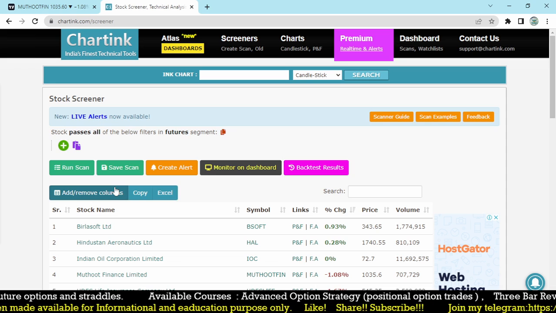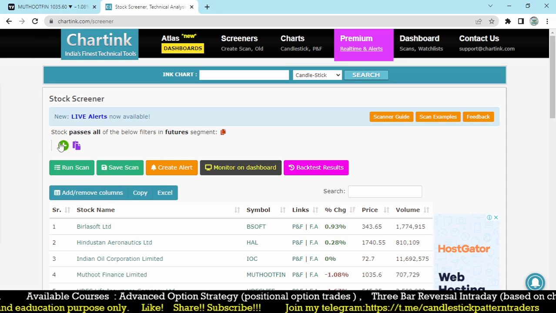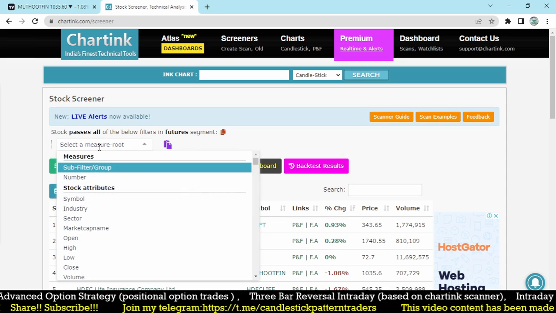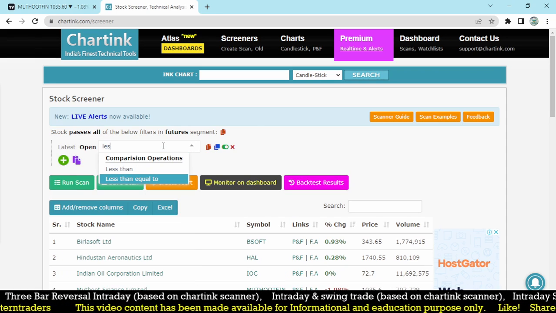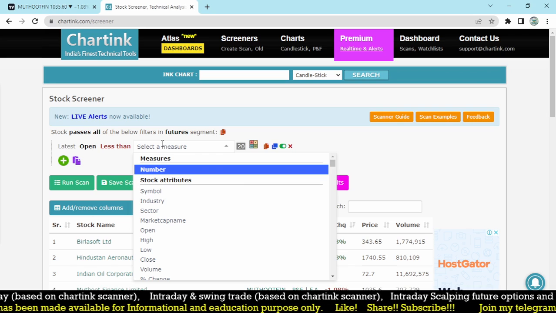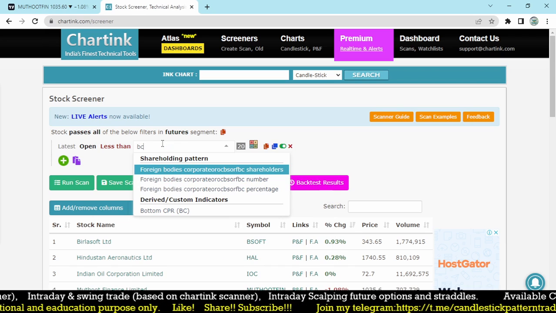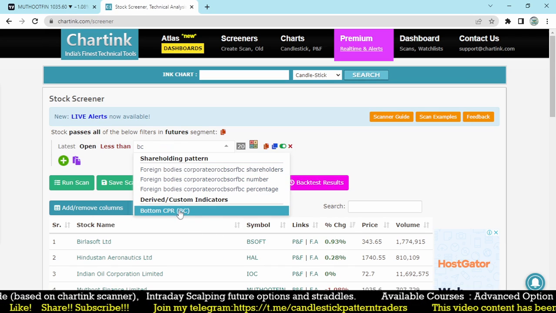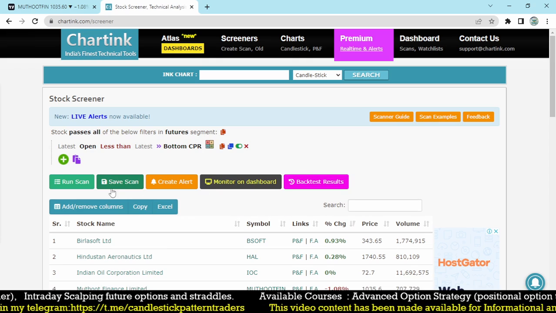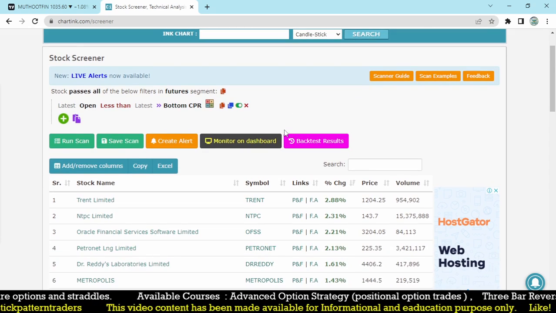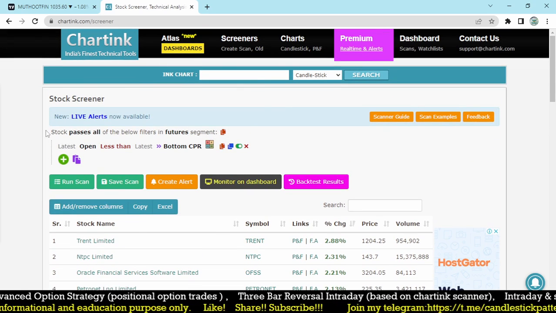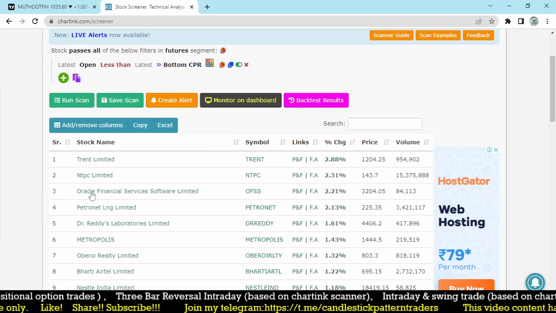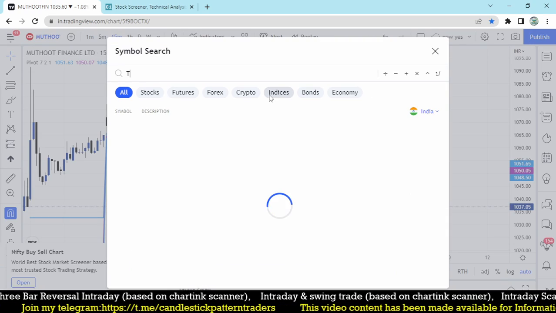The stock must open below the bottom CPR. Let's try to find out the open. Today's open must be less than BC, the bottom CPR. Let me try out how many stocks are doing that. These are the things which happened yesterday. Let me try it out.